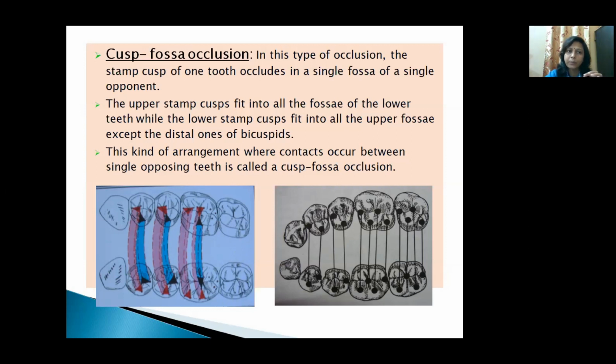So cusp to fossa occlusion is a type of occlusion when the stamp cusp of one tooth occludes in the single fossa of its opponent. Here we can see the upper stamp cusps fit into the lower teeth, while the lower stamp cusps fit into all upper fossae except the distal one of the bicuspids. This kind of arrangement where contacts occur between single opposing teeth is called a cusp fossa occlusion.